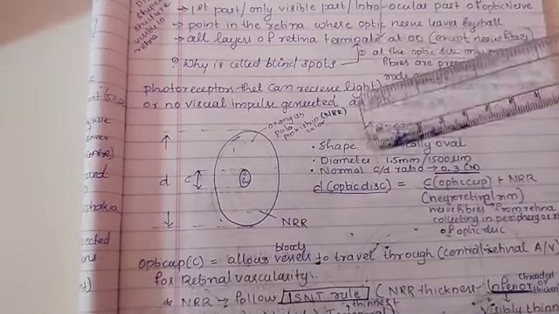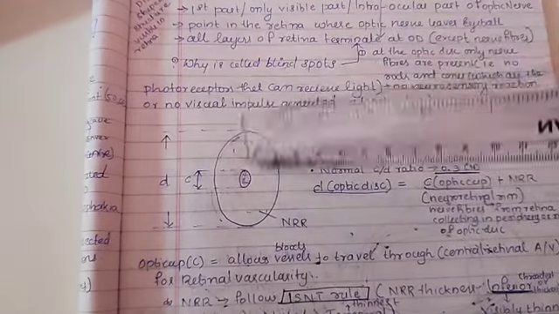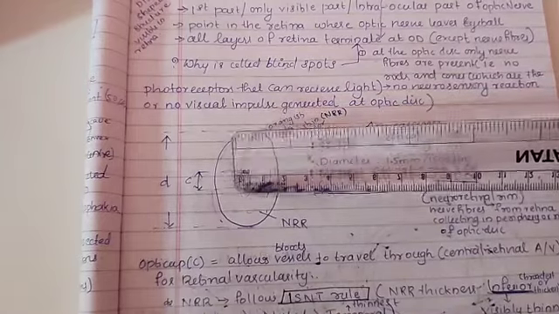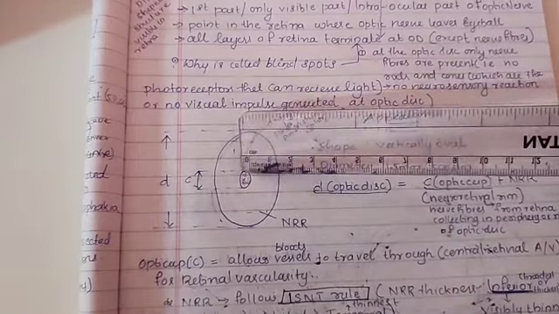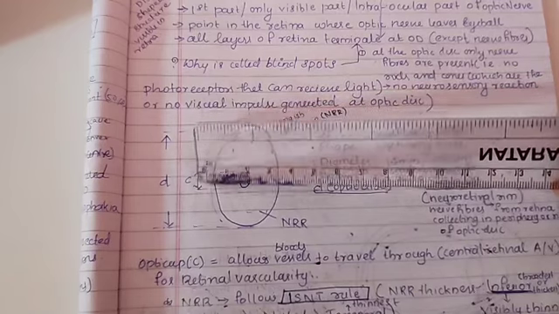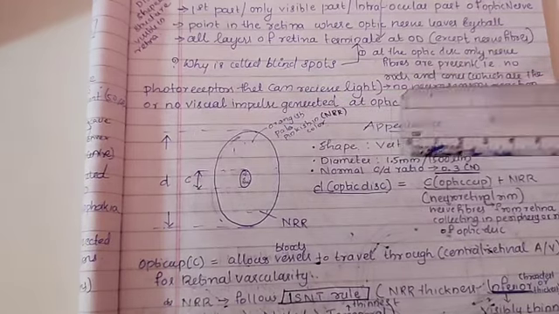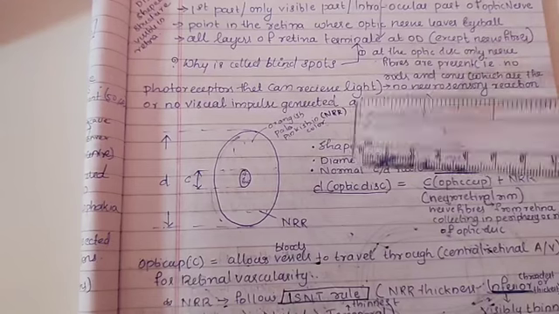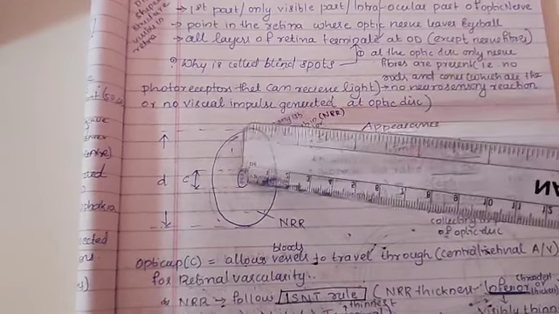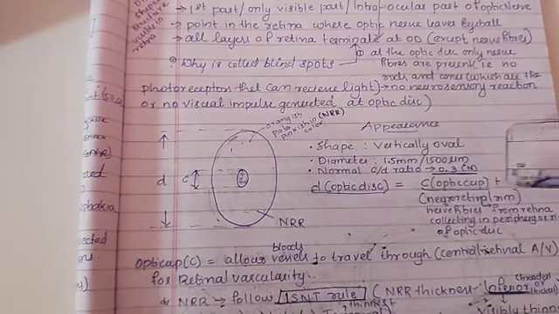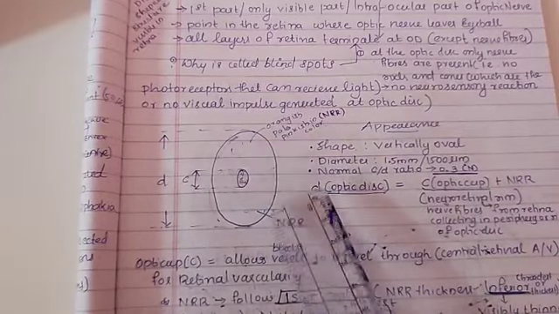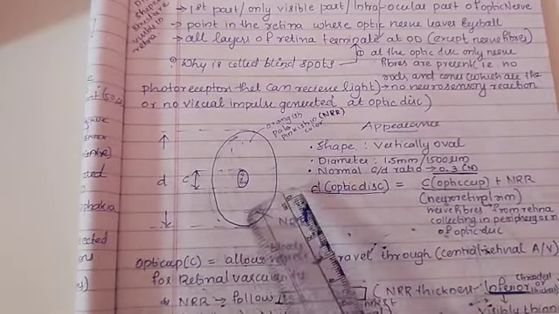What is C by D? D means the diameter of the optic disc, and at the center we have another circle I have drawn, that is the optic cup. The diameter of this optic cup is known as C. So the C by D ratio is 0.3, that is normal. D is the optic disc and C is the optic cup. D means C plus NRR. What is NRR? It is the periphery.